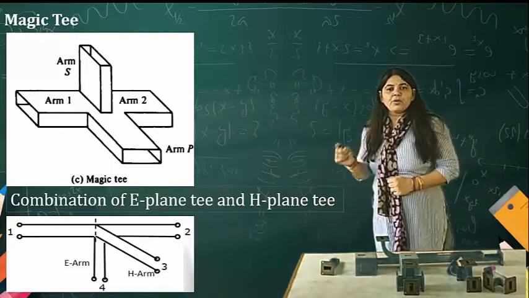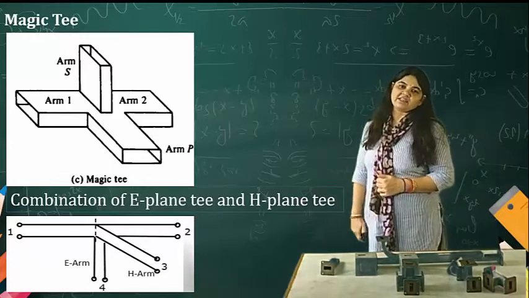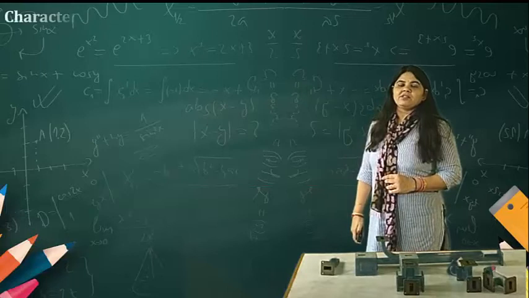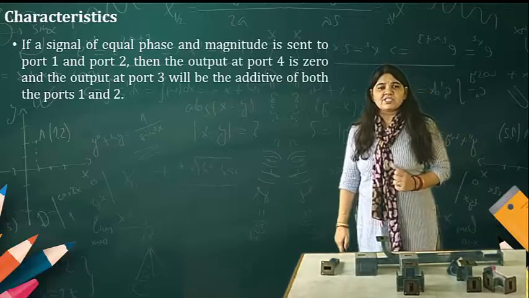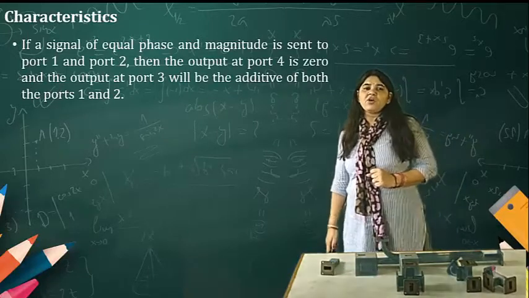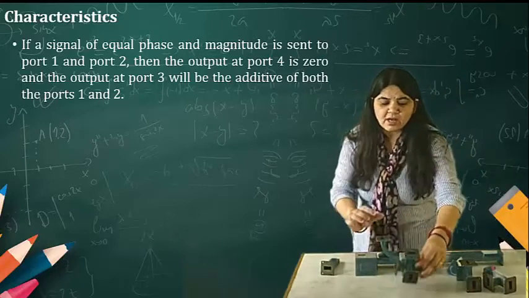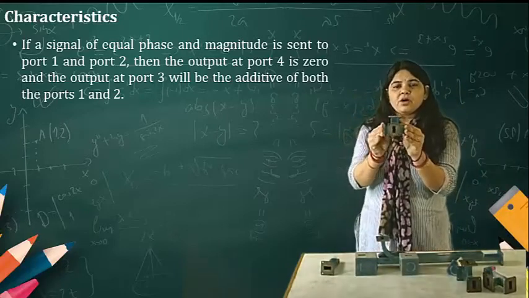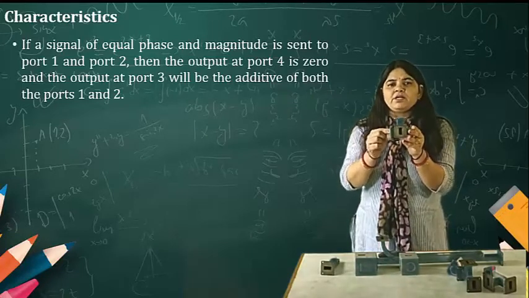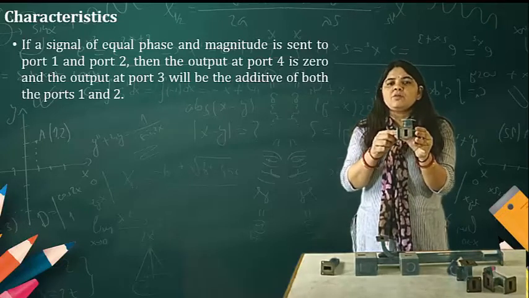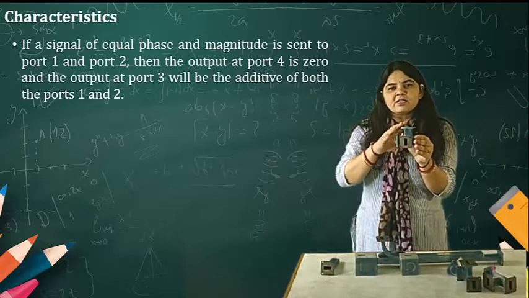This is another view of the magic T. Port 1, port 2, port 3, that is your H arm, and port 4, that is my E arm. Now, the characteristics of this magic T. If a signal of equal phase and amplitude is sent to port 1 and port 2, what happens at port number 4? Port number 4 output is 0.